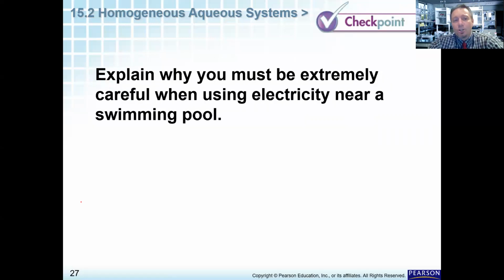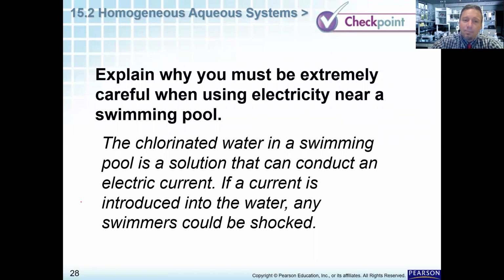So, checkpoint question. Explain why you must be extremely careful when using electricity near a swimming pool. We talked a lot about that, so please, this is very important. Not just a swimming pool, but a bathtub, a sink, any of those things. It's very dangerous when it comes to electricity and water. Why? Because, for example, a swimming pool is chlorinated. Chlorine is Cl-. That's an ion, and that will allow electric current to flow, and that's why it becomes a shock hazard.